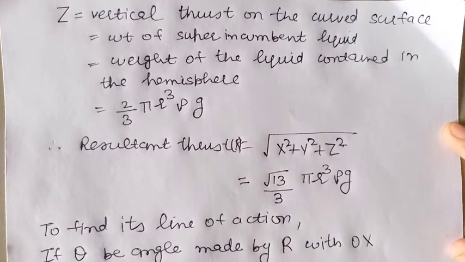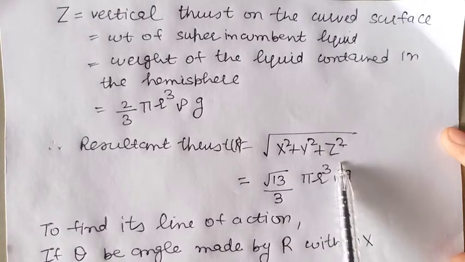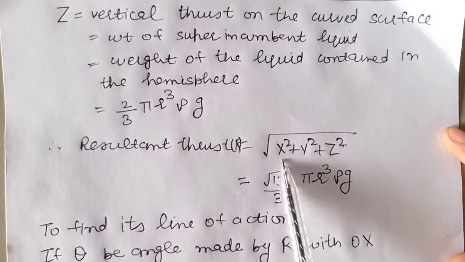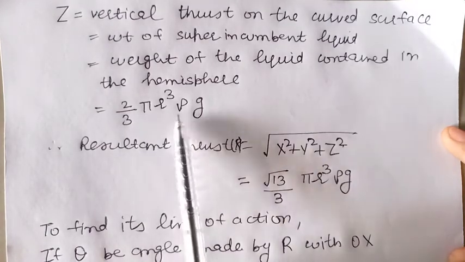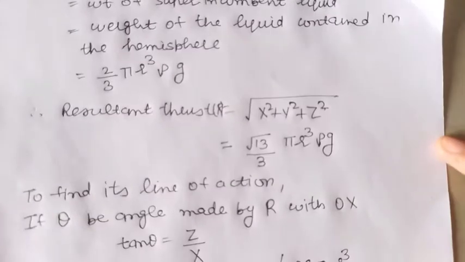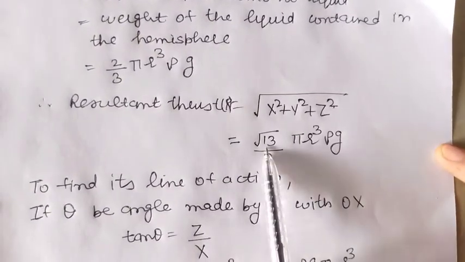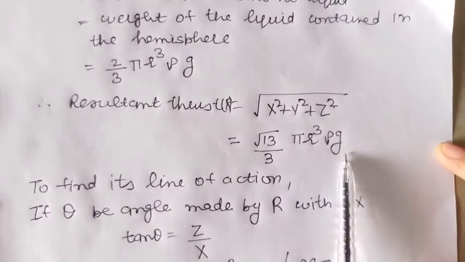Now because the forces X, Y, Z are intersecting forces, the resultant thrust R is given by square root of x square plus y square plus z square. We can substitute the values of x, y and z. X is rho g pi r cube, y is 0, z is 2 by 3 pi r cube rho g. Putting these three values here, we get the resultant thrust R, which is given by root 13 upon 3 into pi r cube rho g.